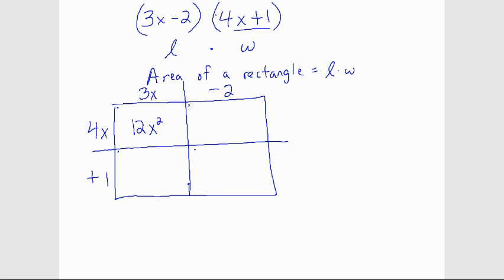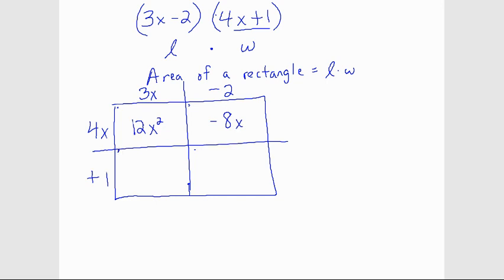Now over here I have a rectangle with dimensions 4x and negative 2. Of course we can't have rectangles with negative lengths, but we're working through a problem. This isn't an actual rectangle. So 4x times negative 2, that'd be 4 times negative 2 is negative 8x.